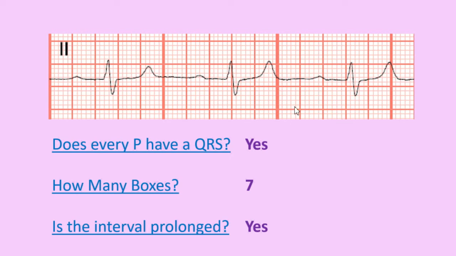In first-degree heart block, the PR interval is longer than 200 milliseconds, but you still have a QRS complex following each of the P waves, and the PR interval remains largely unchanged.